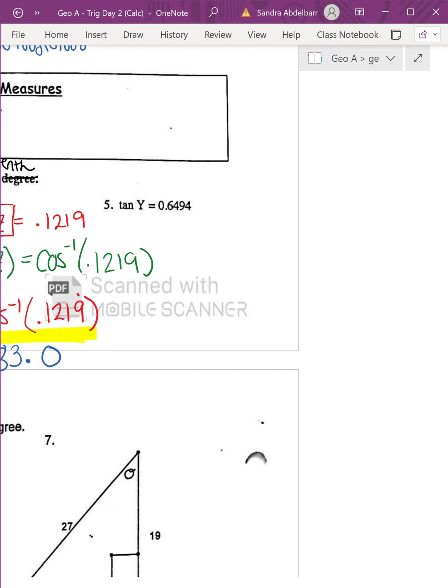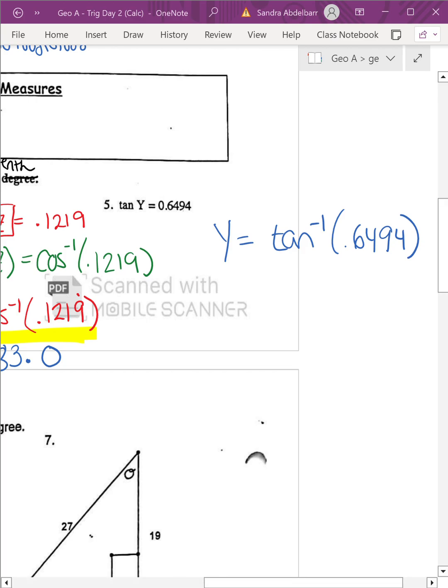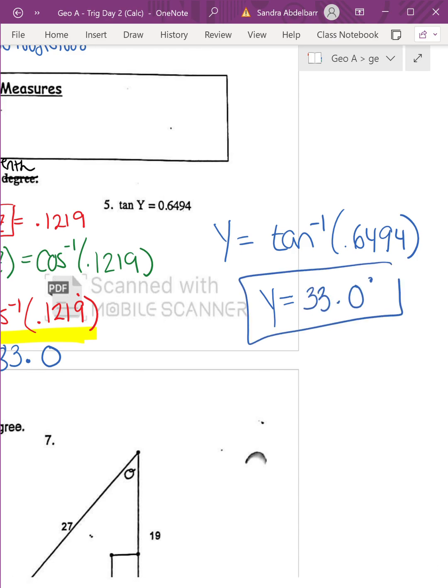All right, what should you have gotten? You should have written down y equals tan inverse of 0.6494. That's what we're typing into our calculator. Second tan, 0.6494, enter, and we're rounding to the nearest tenth, so that is 33.0 degrees. How many people got that? Anybody need to see me do it more?